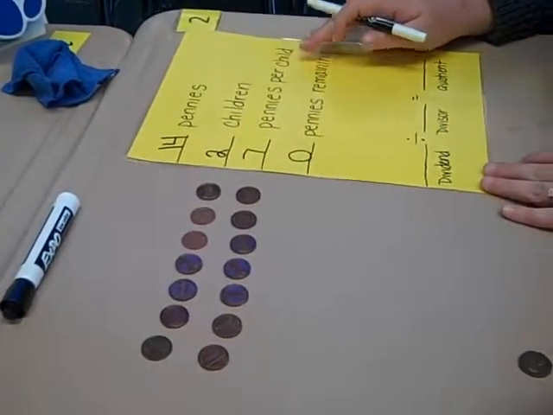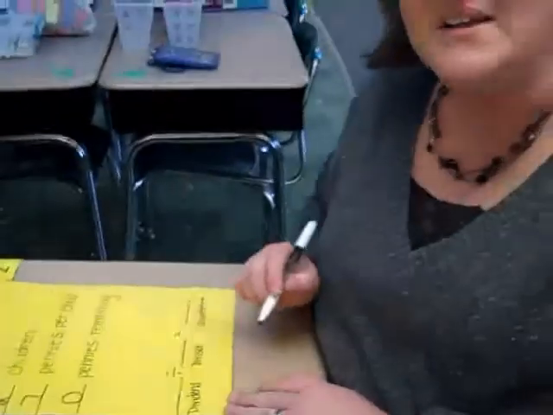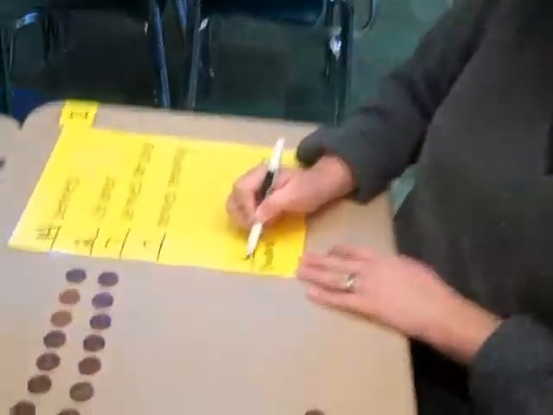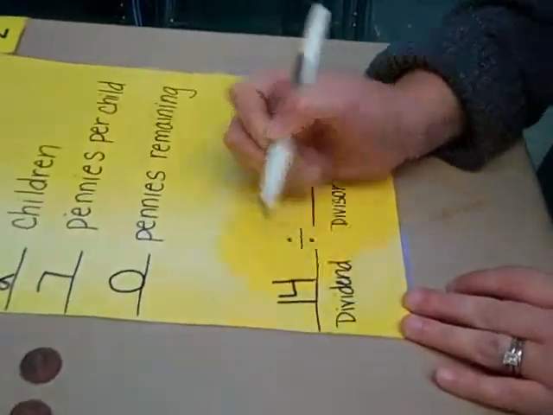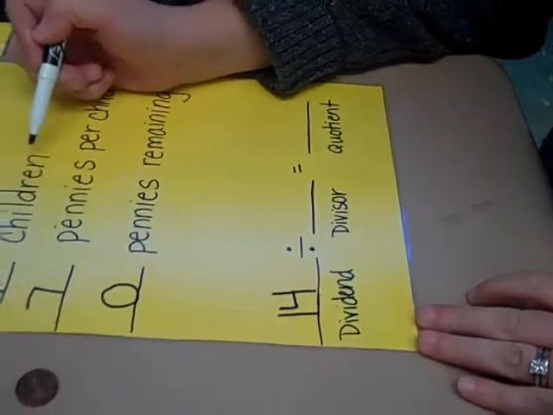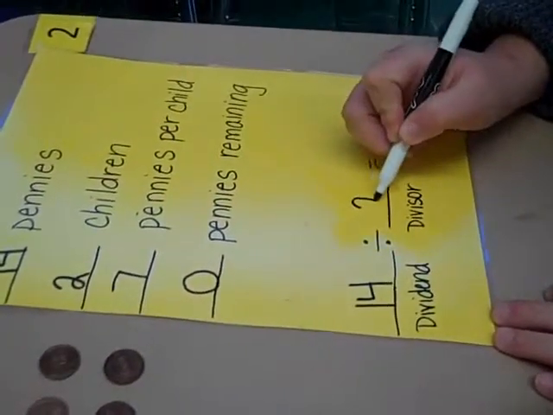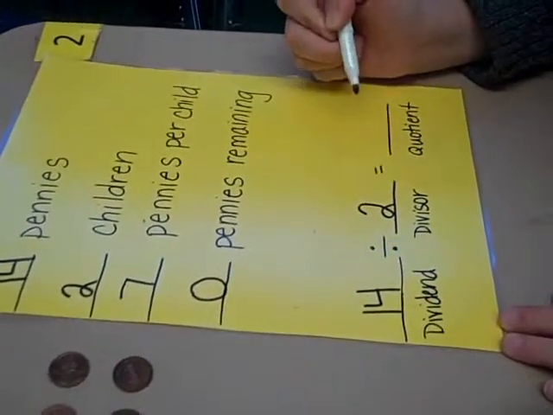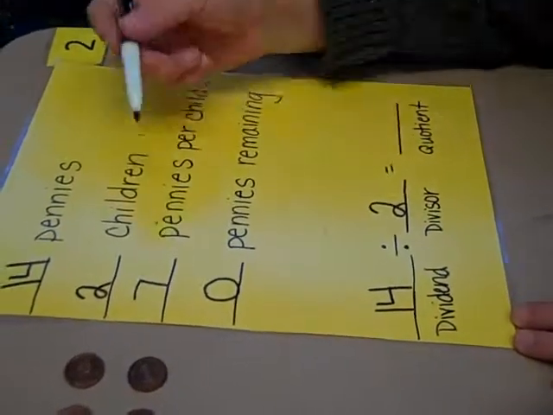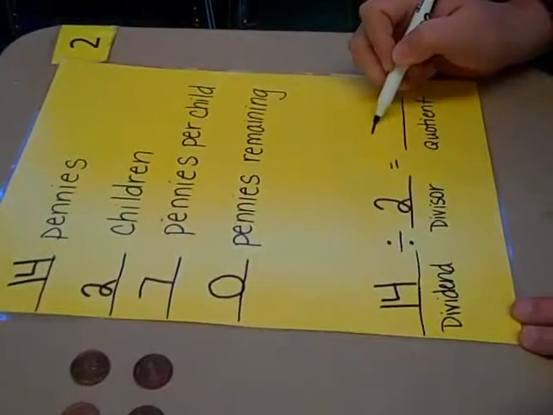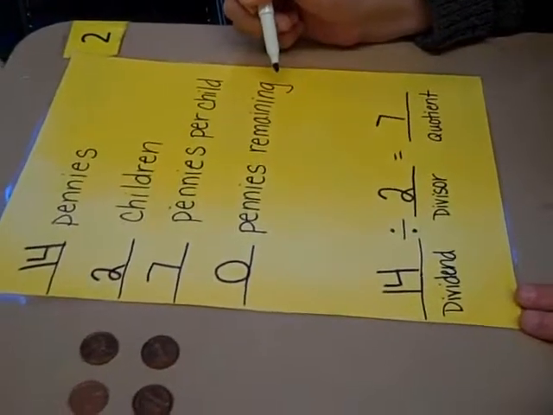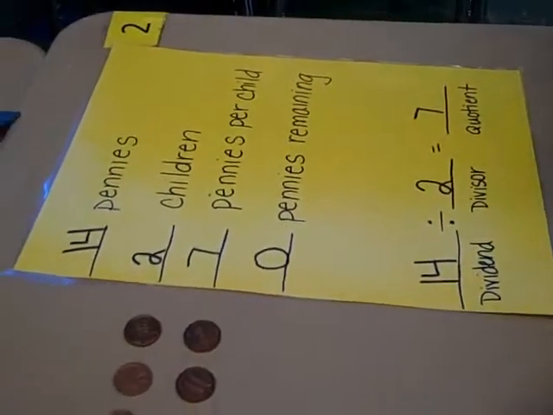We can put this into a division problem by saying our dividend begins with the number of pennies that we started with, 14. Our divisor is the number we divided by. It's our children. We divided by 2. So 14 divided by 2. Our quotient is going to be the pennies per child. So we know that our quotient was 7. Okay, and we know that we had 0 pennies remaining in that group.